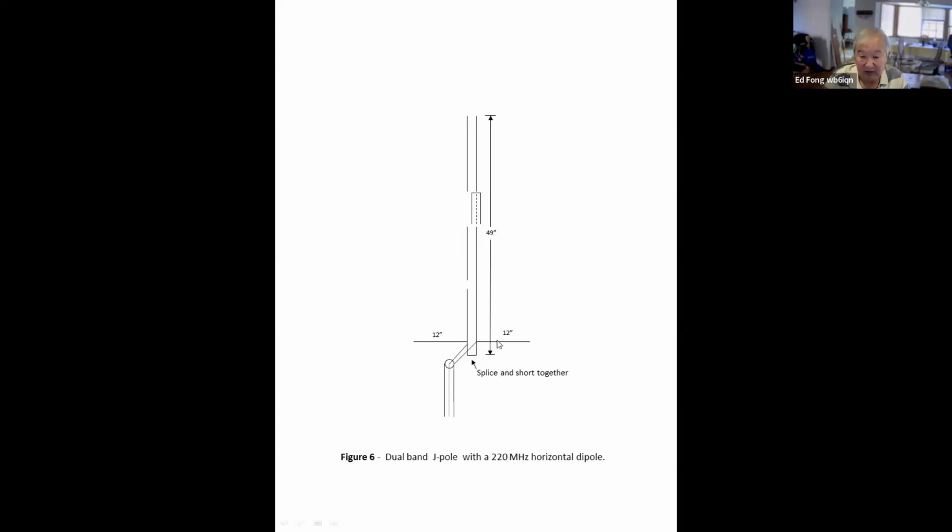But if you make it identically symmetric, you can get 220 to resonate here and still not disturb the antenna. So you still get the 2 meter and 440 working. And again, resonance is necessary but not sufficient. So we got resonance in here: 2 meters, 220, 440.